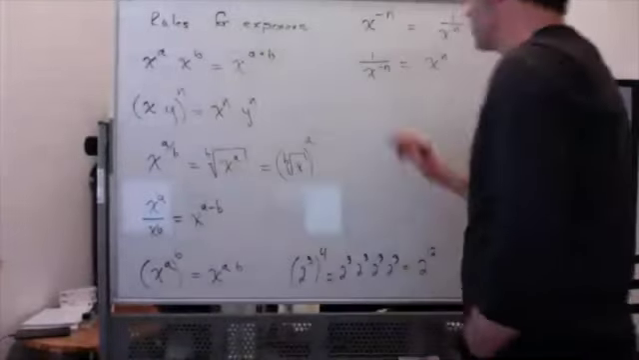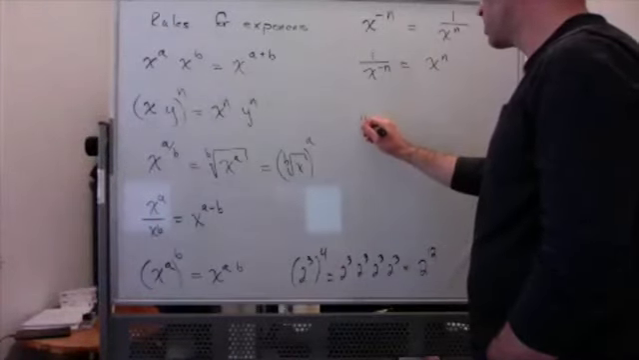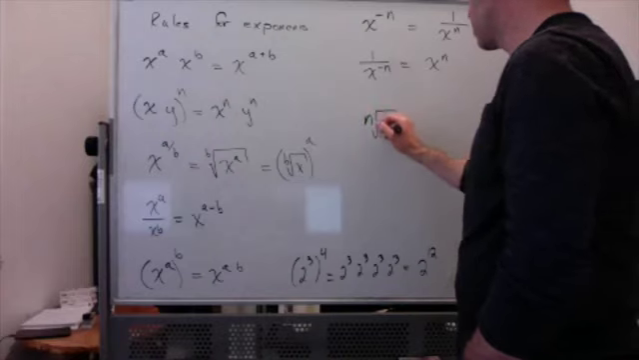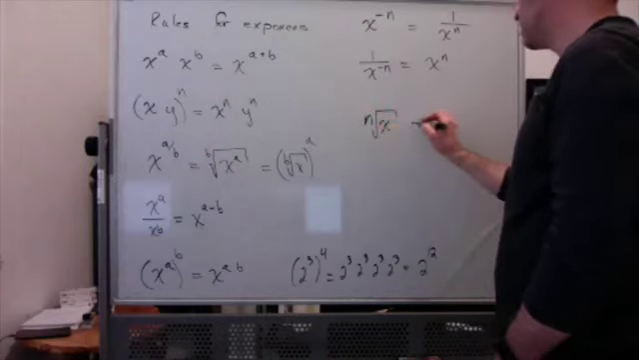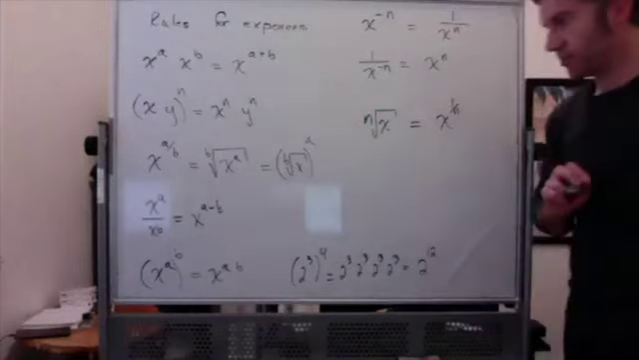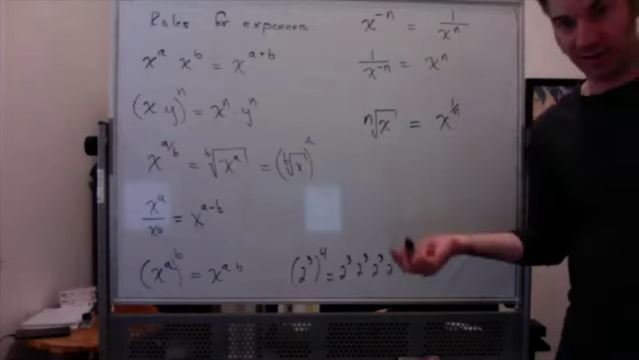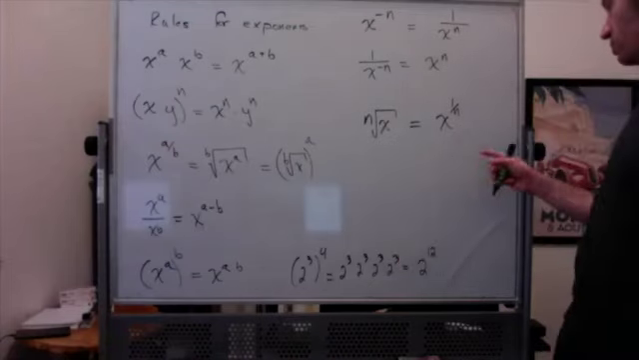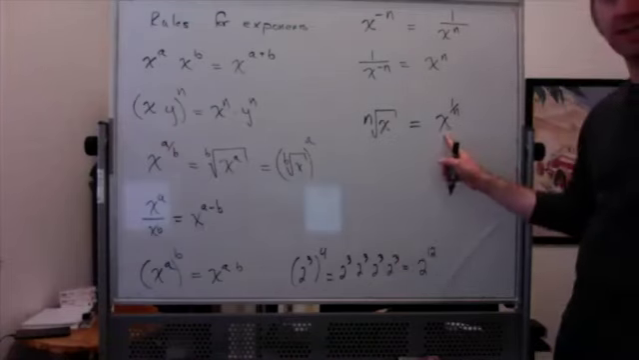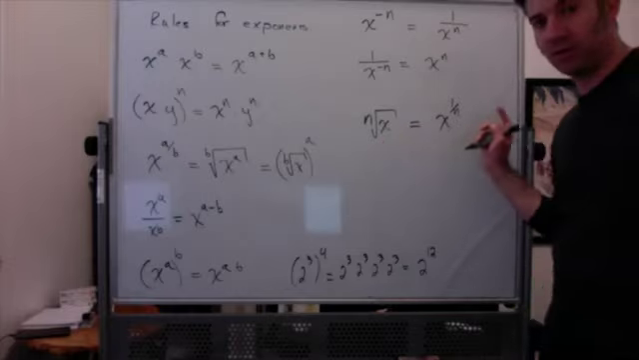And then the last one I wanted to say was that the nth root of x is the same as x to the 1 over n power. So often, especially when we take calculus next quarter, it's often more useful to write things like this than just to write them like this. So we kind of go back and forth between these very easily.